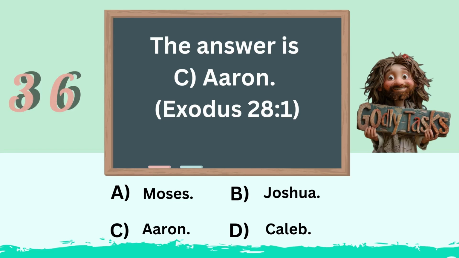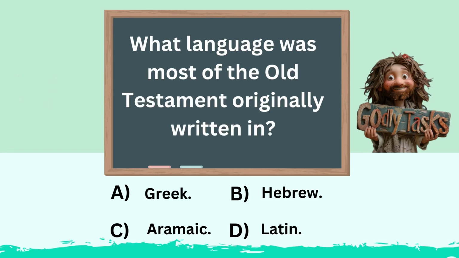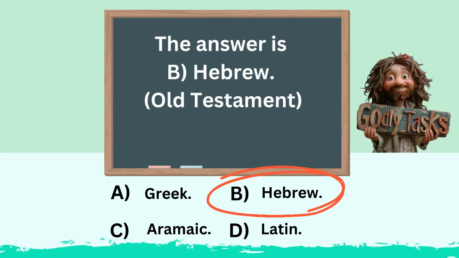Question 36. What language was most of the Old Testament originally written in? A. Greek. B. Hebrew. C. Aramaic. D. Latin. The answer is B. Hebrew, Old Testament.